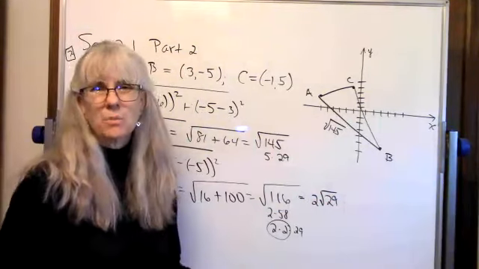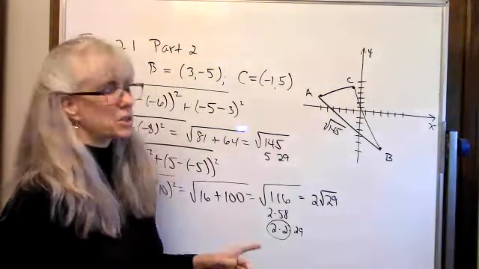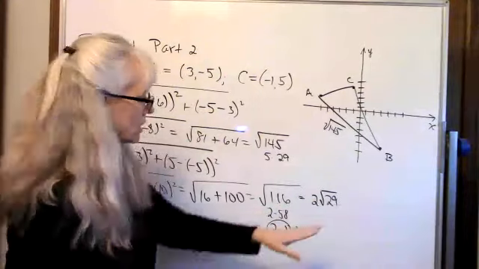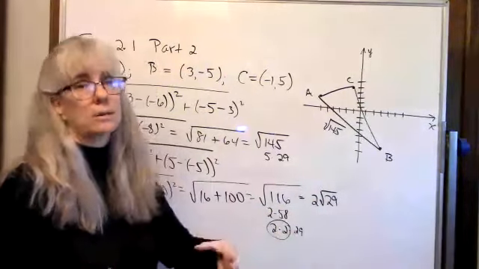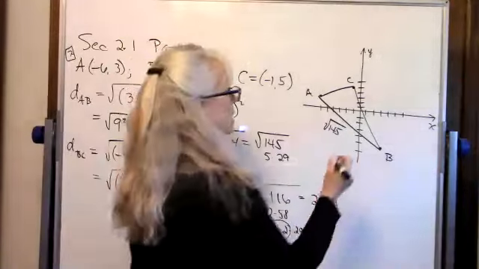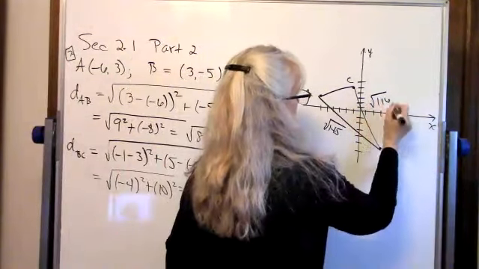Because of where we're headed with this to verify the right triangle, I'm actually going to use the square root of 116, but I wanted to see you simplifying a radical and show you how it's done. So our side length over here is the square root of 116.